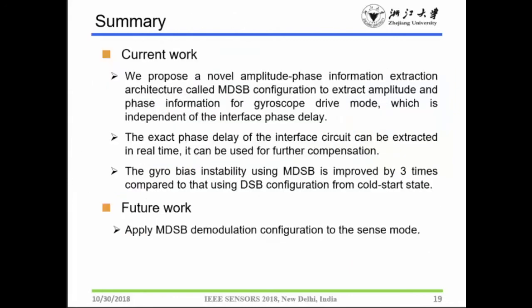To conclude, we propose an MDSB algorithm to extract the amplitude and phase information for the gyroscope drive mode, which is independent of the interface phase delay. Also, the exact phase delay of the interface circuit can be extracted in real time, so it can be used for further compensation. This hasn't been done yet, but we are going to do that. The gyro bias instability using MDSB is substantially improved by 3 times compared to that using the DSB algorithm.